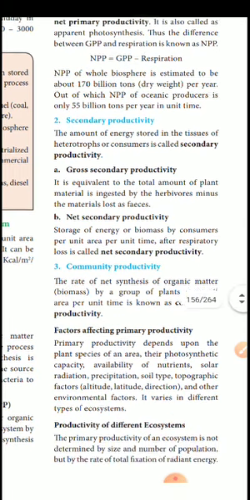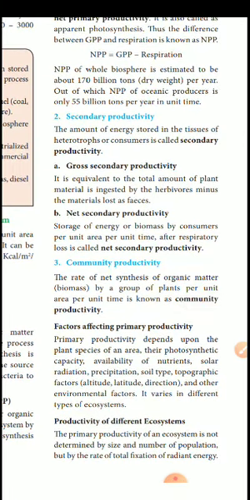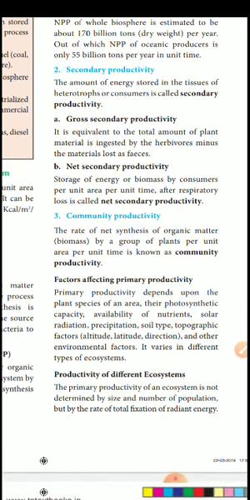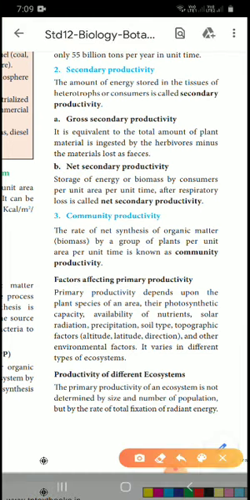Next is secondary productivity: the amount of energy stored in the tissue of the heterotrophs it consumes is called secondary productivity. Gross secondary productivity is equivalent to the total amount of plant material ingested by the herbivores minus the material lost as feces. Net secondary productivity means energy or biomass consumed per unit area per unit time. Underline the words per unit area per unit time. After the respiratory loss, it is called net secondary productivity.